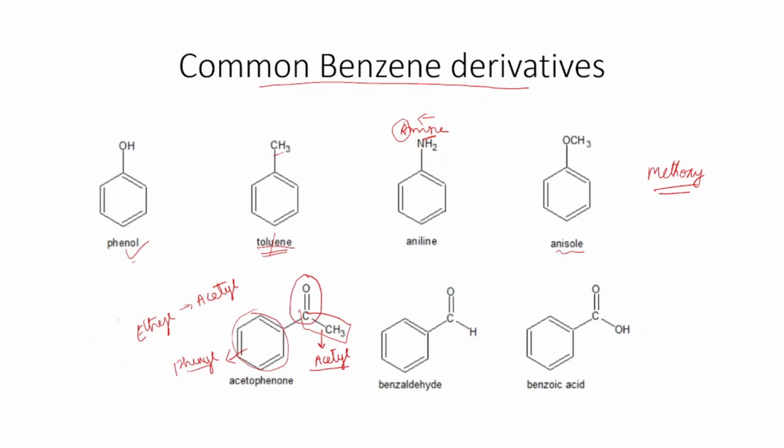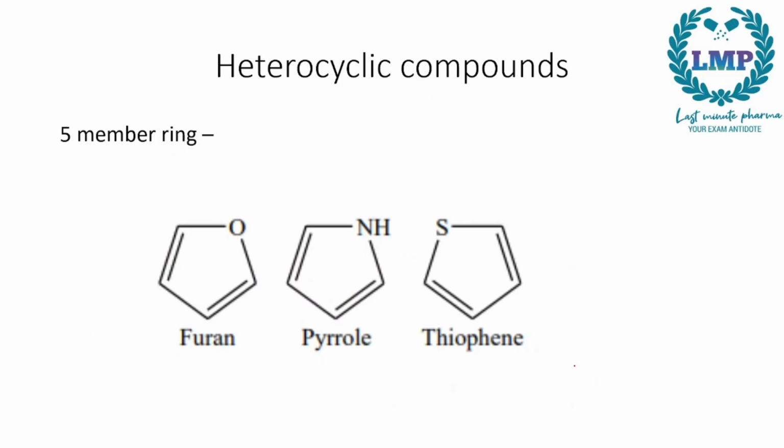Next we have benzaldehyde. Since it is a benzene attached with a CHO group, we will name it benzaldehyde. Since it's a benzene attached with a COOH group, we will name it benzoic acid.